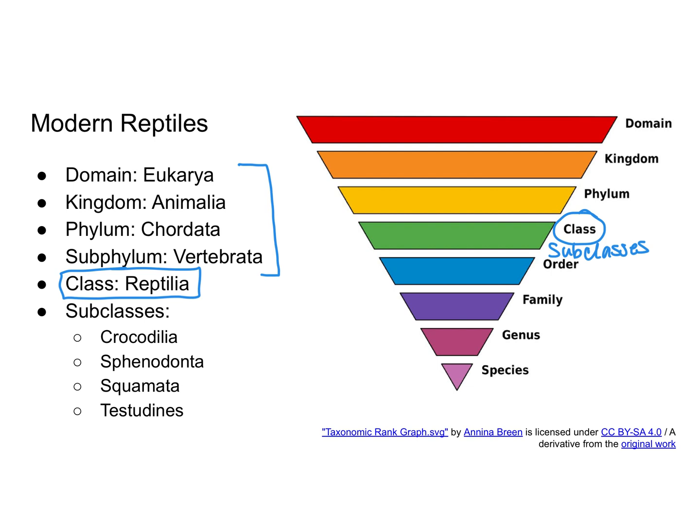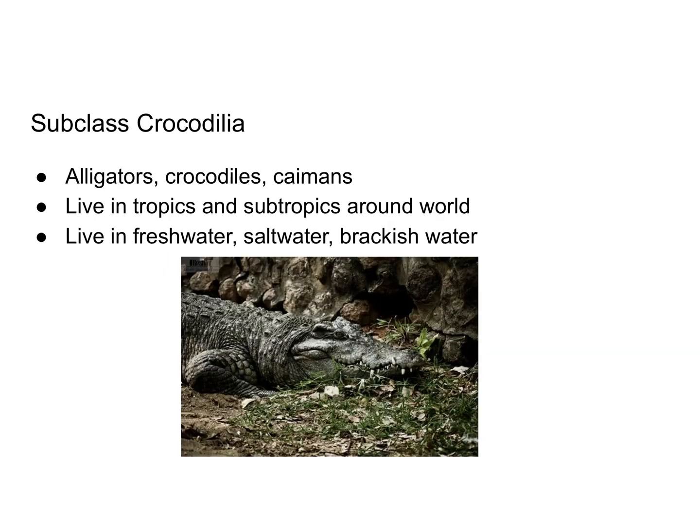So we have subclass Crocodilia, Sphenodontia, Squamata, and Testudines. So the subclass Crocodilia includes crocodiles, so that should make sense. It also includes alligators and caimans. And caimans are just animals that look a lot like alligators and crocodiles. They live in the tropic and subtropic areas around the world.